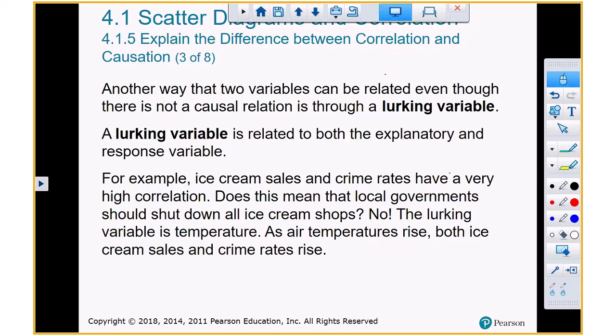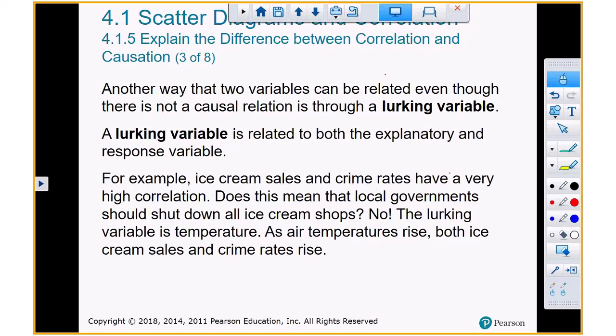Ice cream sales, everybody loves what? Sugar, okay? And crime rates, okay, nobody likes to be robbed, and some people, I guess, like to commit crimes, but I don't know if there'd be a high correlation other than you're going out to get ice cream and somebody robs your house because you're not at your house. Okay, that's the only thing I can come up with.